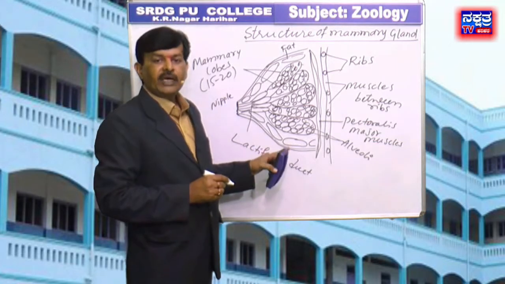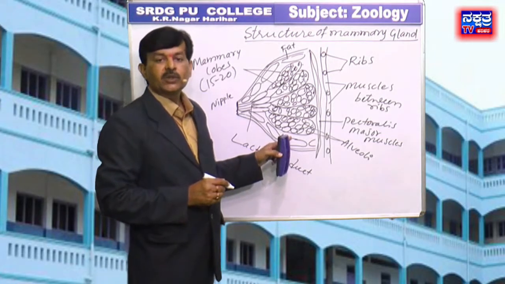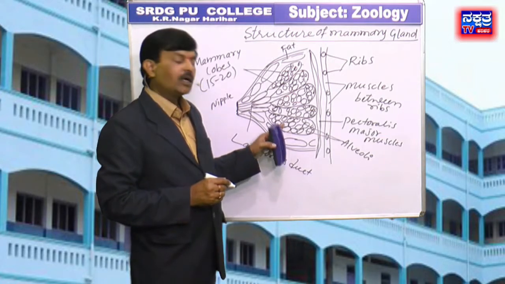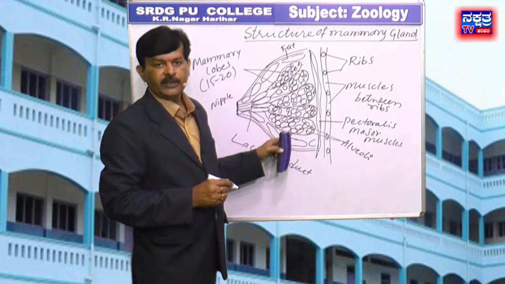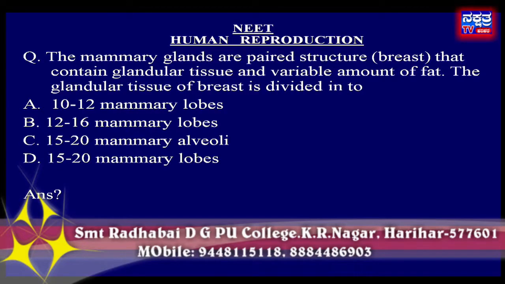The cells of alveoli secrete milk, which is stored in the cavities or lumens of alveoli. Therefore, in the given option D, 15 to 20 mammary lobes is the right answer.